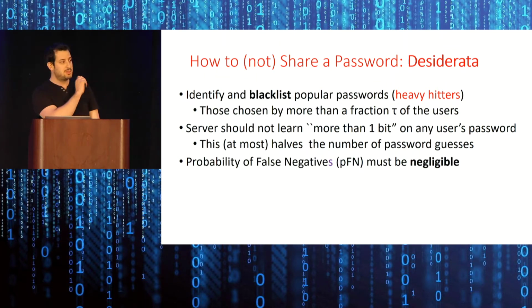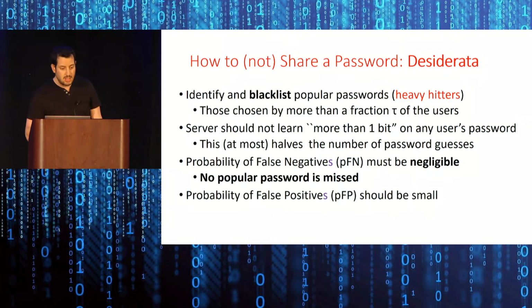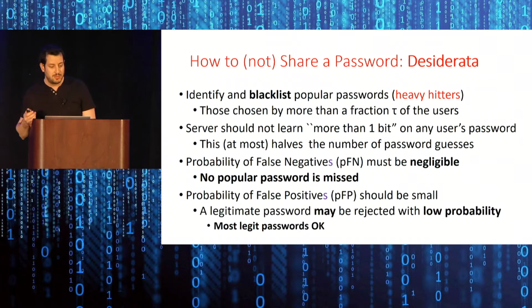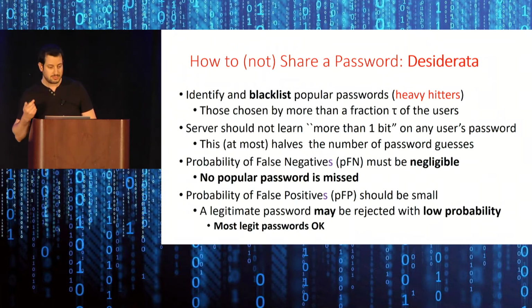One thing that's important to us: we want the probability of false negative to be negligible. That means we're not going to miss any of the popular passwords. We want to catch them all. However, we can afford a small non-negligible probability of false positive, which means a legitimate password that users want to choose might be rejected with low probability, as long as it doesn't happen too much. We don't want to annoy our users.